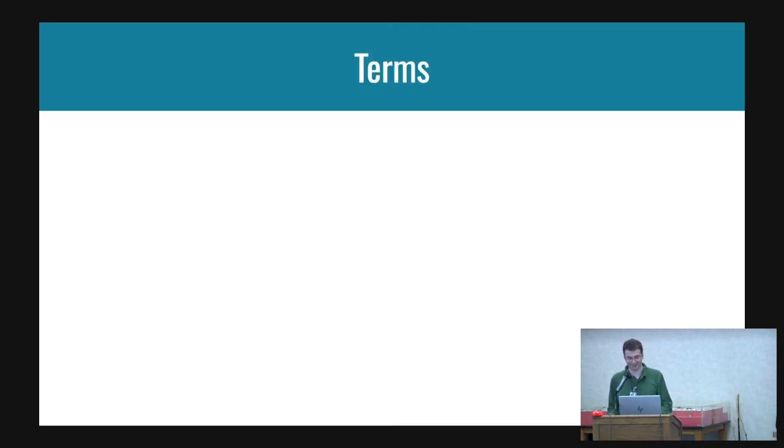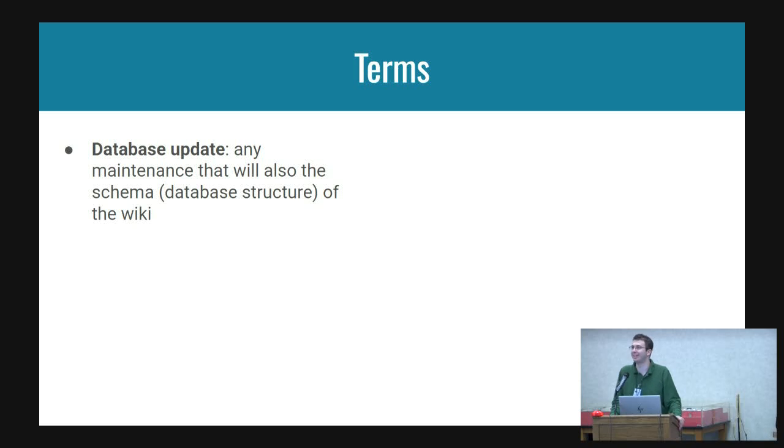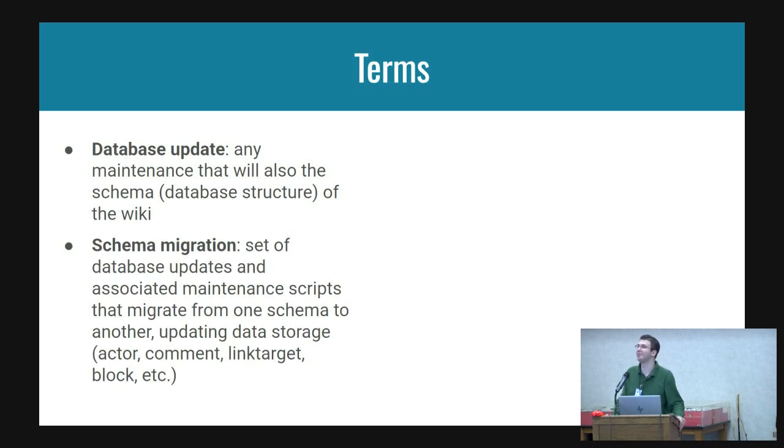Our terms. A database update is any maintenance that's supposed to alter the schema of the wiki. This is adding a column, removing a column, creating a new table, deleting a table, renaming an index, things like that. A schema migration is a set of database updates and the associated maintenance scripts that migrate from one schema to another, updating data storage.